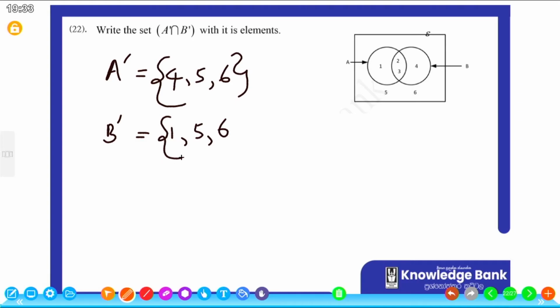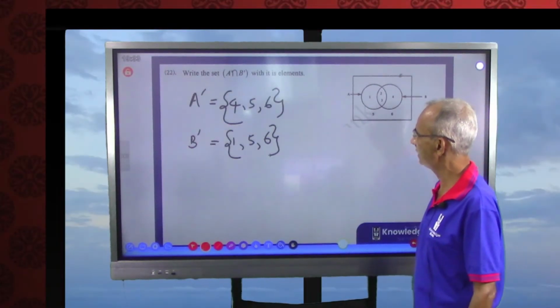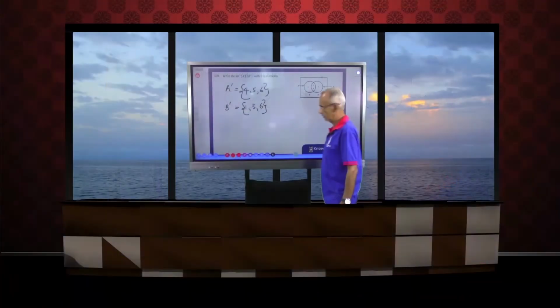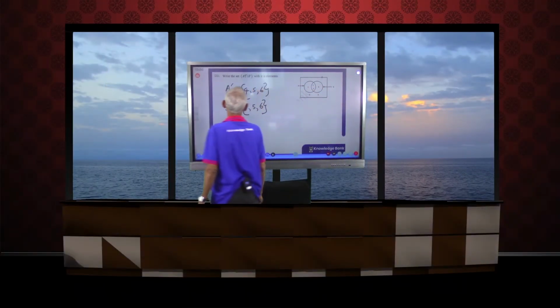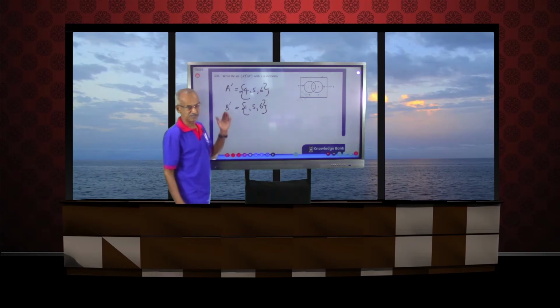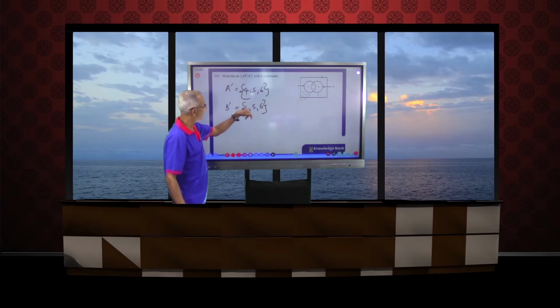B complement means 1, 5, 6, without B. Here it is 1, 5, 6. A complement and B complement. Then the question is A complement intersection B complement. A complement intersection B complement means common elements to both sets.